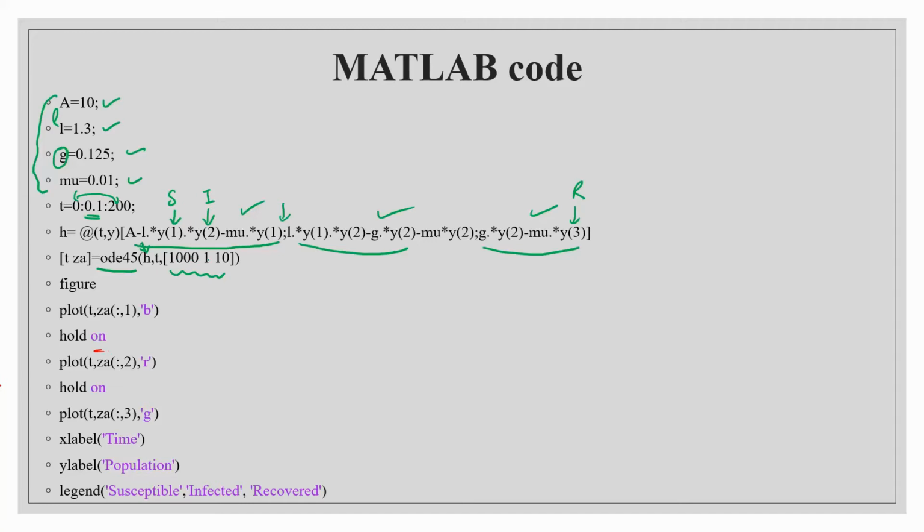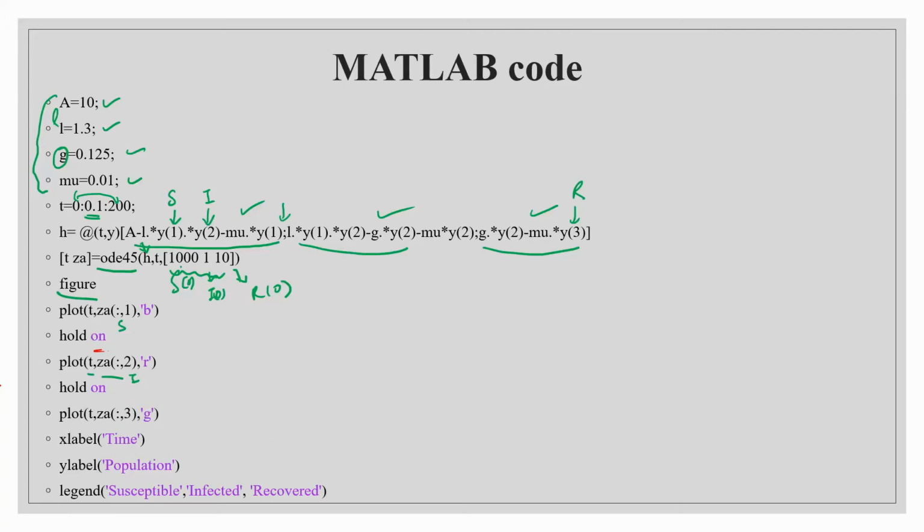This is for S naught, this is for I naught, and this is for R naught, and this will generate a figure. So first I am plotting time with respect to my first variable, that is S, and this is denoting the color. Then I want to plot my infection graph on the same figure. So this one will plot the infection with the red color. Then again hold on, this command will plot the recovered with the green color.